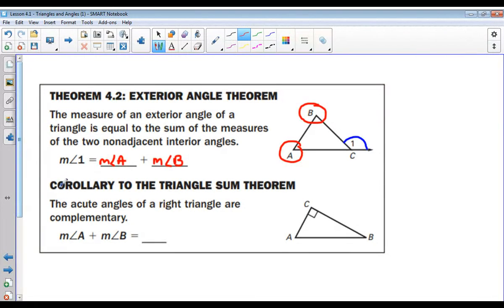A corollary, here's a new vocabulary word for you guys. I'm going to write this off to the side, and I recommend that you do too. A corollary in geometry, or in math class in general, is a statement that can be proved easily using a theorem.